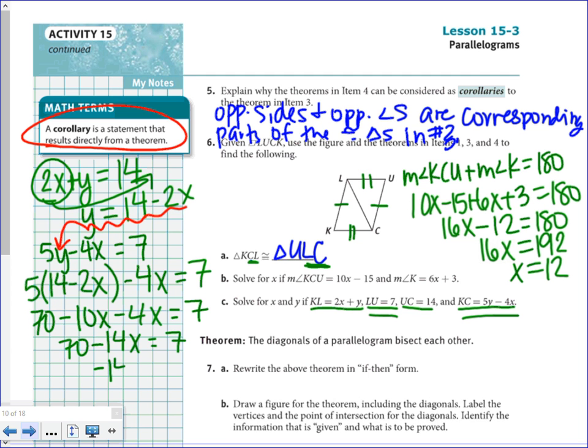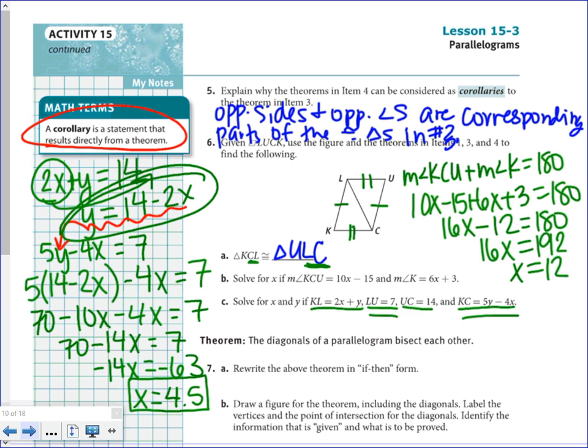I am going to subtract 70 to make negative 63, and then divide by negative 14 to produce x equals 4.5. From there, we need to come back up here and plug that in to solve for y. 2 times 4.5 is 9, so 14 minus 9 tells me that y must equal 5.